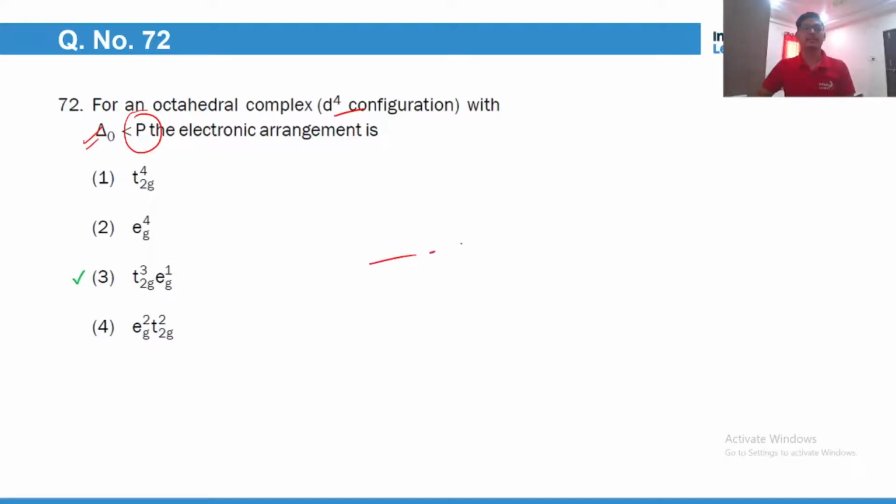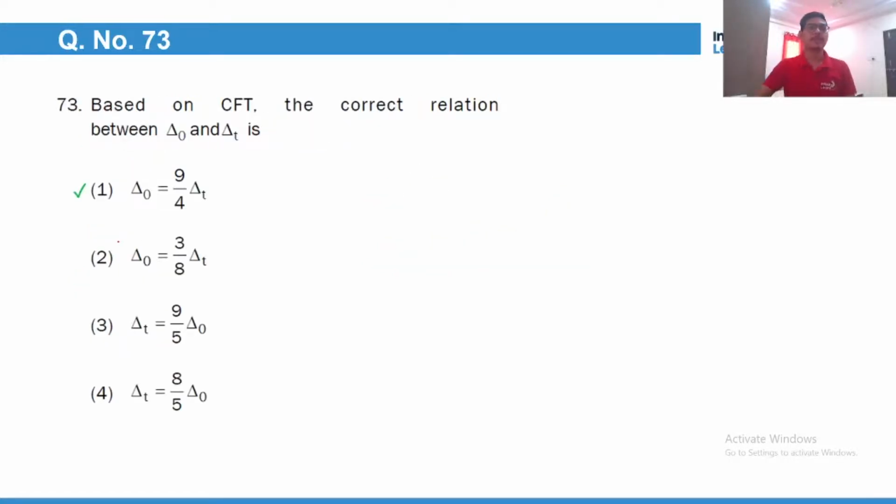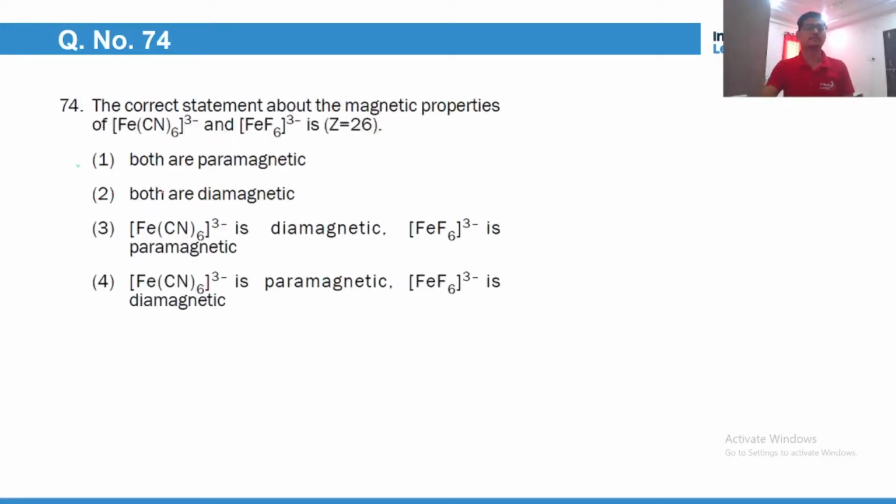And then the fourth electron will go up. That means the configuration would be t2g3 and eg1. So this would be the correct answer. Based on CFT, the correct relation is of course this, because in octahedral complexes, the number of ligands is more and the angle of approach is more direct.